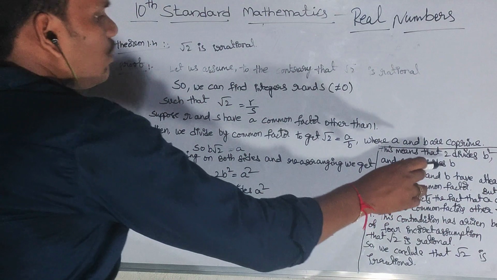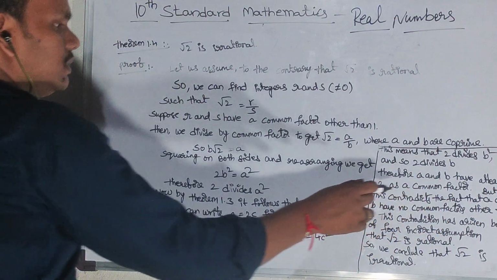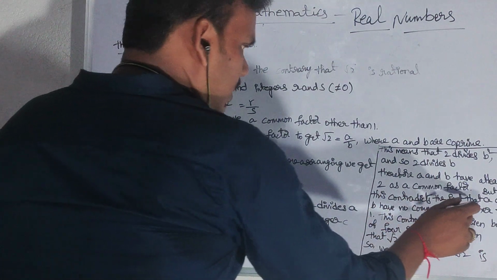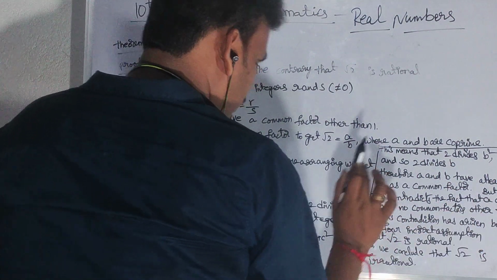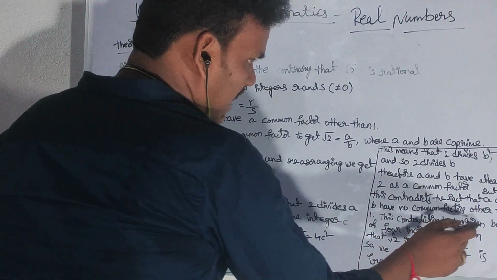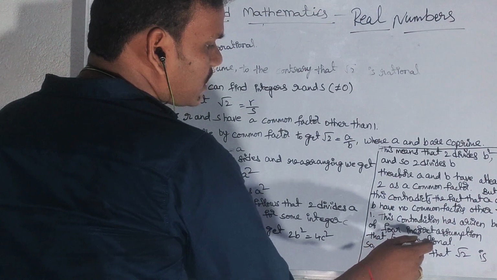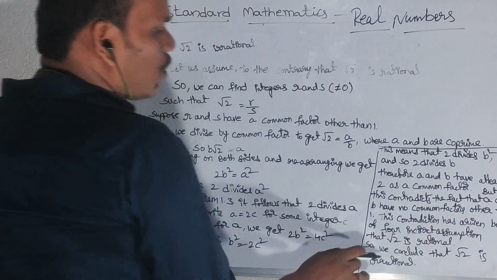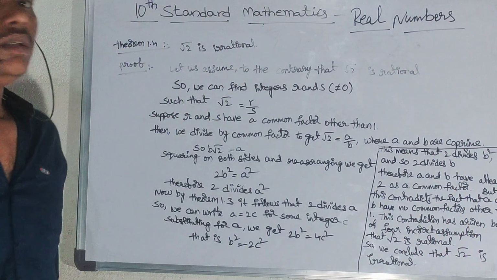Therefore a and b have at least 2 as a common factor, but this contradicts the fact that a and b have no common factors other than 1. This contradiction has arisen because of our incorrect assumption that square root 2 is rational. So we conclude that square root 2 is irrational. Theorem is concluded.